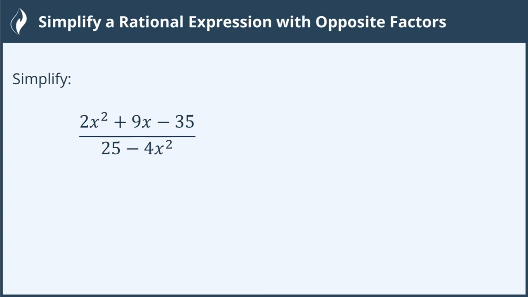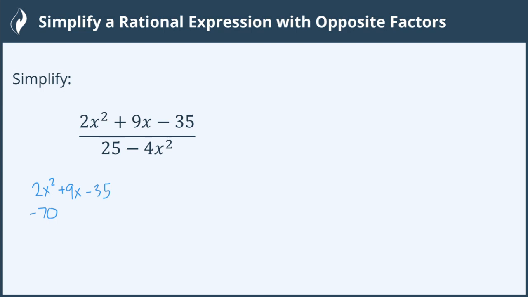Since I'm simplifying this rational expression, the first thing I want to do is completely factor and see if there are any common factors in the numerator and the denominator that I can divide out, in other words, cancel. So I'm going to bring my top trinomial, 2x squared plus 9x minus 35, over here to the side and factor it. I recognize that a, the coefficient on the x squared term, is not 1, it's 2. So I'm going to use the AC method. So I'm going to multiply a times c, which is negative 70.